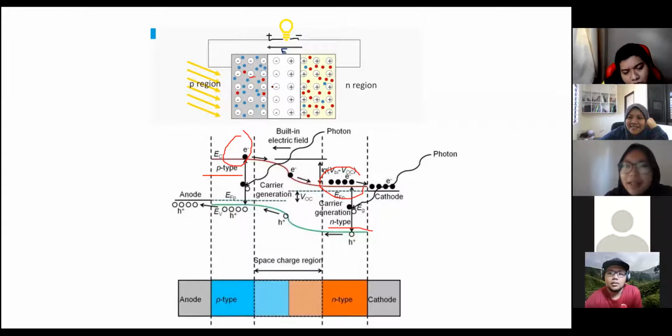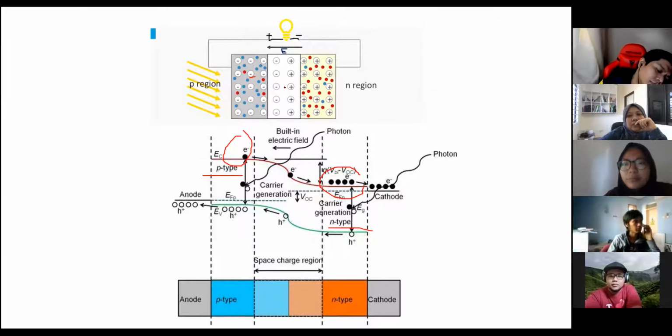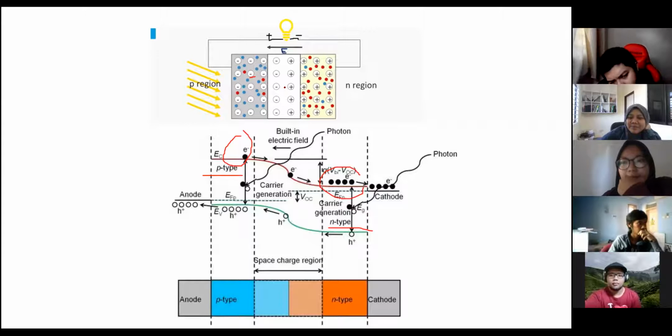Oh, so it is after the sunlight hits the solar cell? Yes, this is the condition after the sunlight hits the solar cell. Oh, okay. So the red one represents electrons. It's not the minus and plus, it represents the ionized atoms. All right, okay. Any more questions?